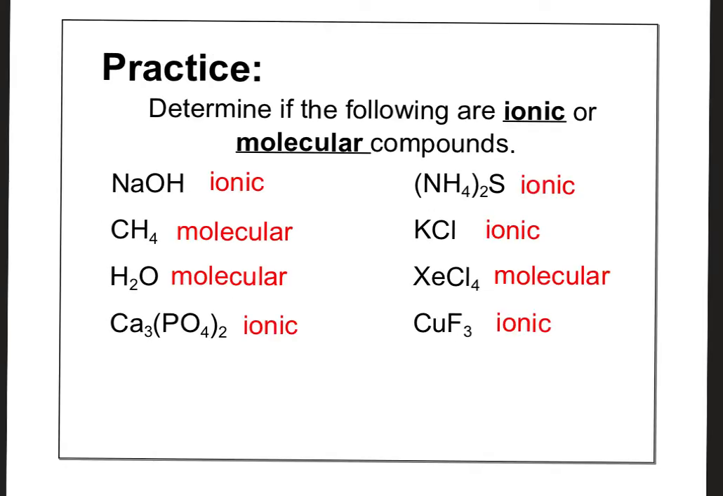All right, hopefully any that had a metal with a nonmetal you labeled as ionic, or any with multiple capital letters, so I would say more than 2 capital letters, those are ionic. The ones that only have 2 capital letters and both are nonmetal, carbon and hydrogen, hydrogen and oxygen, or xenon and chlorine, those ones are going to be molecular or covalent.